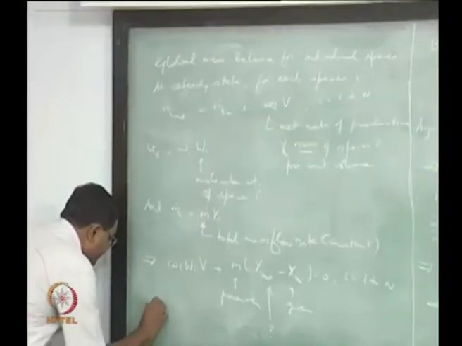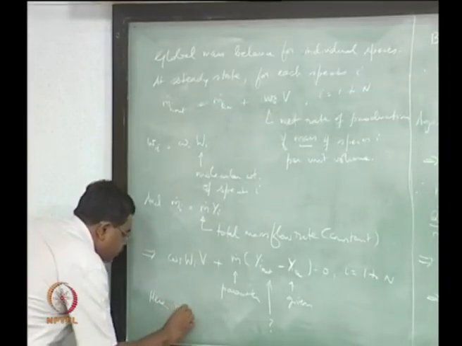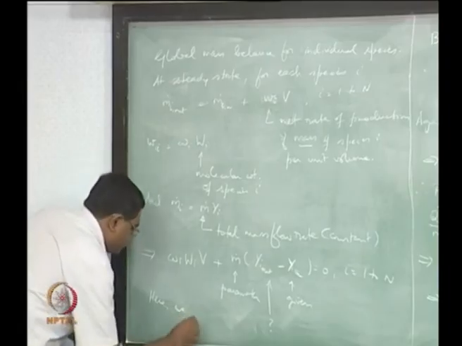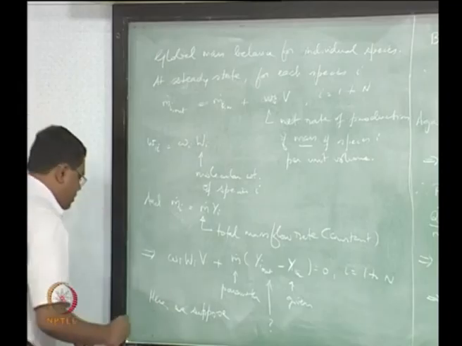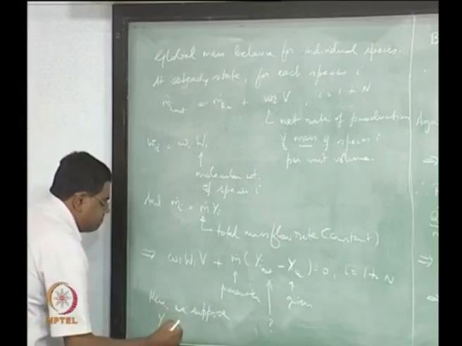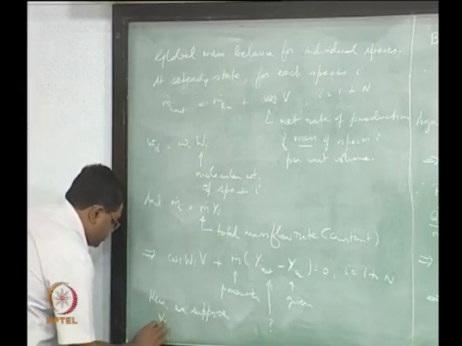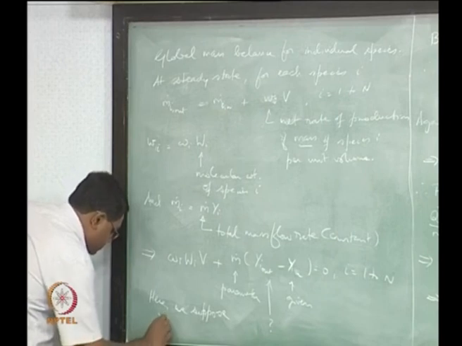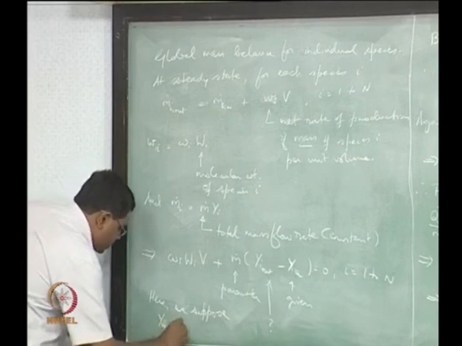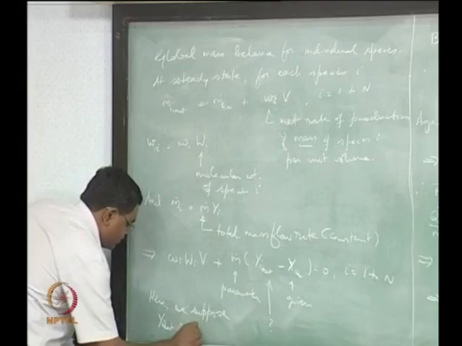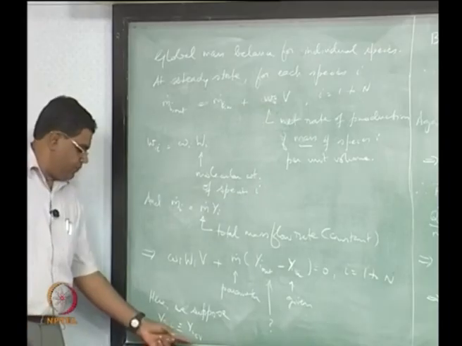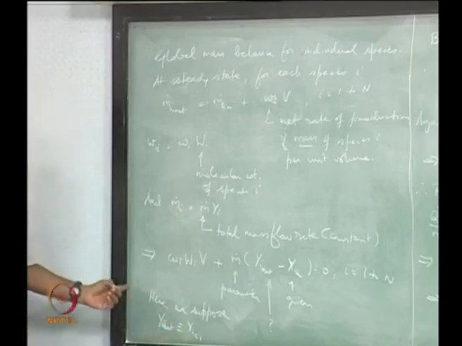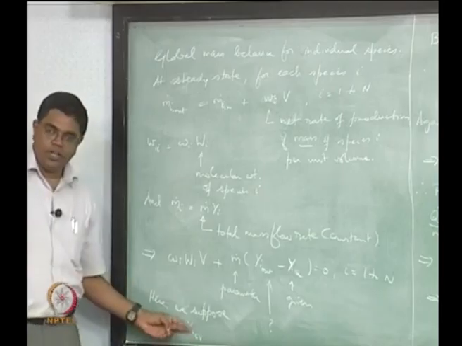Especially here we suppose, right, yi out is identically the same as yi CV, where yi CV stands for the composition in the control volume.